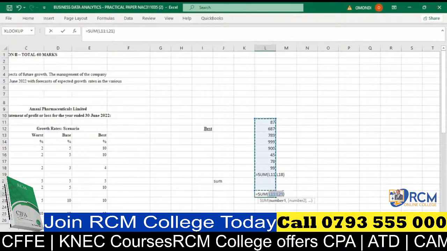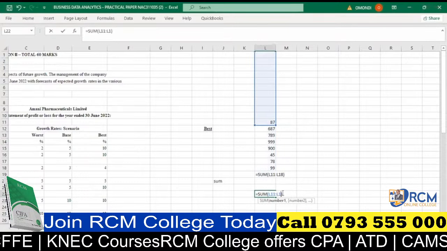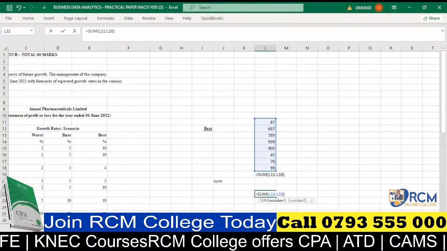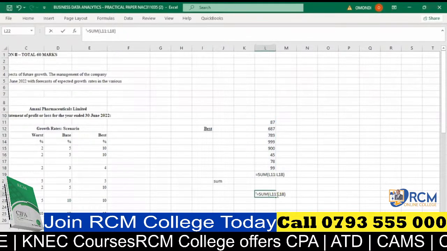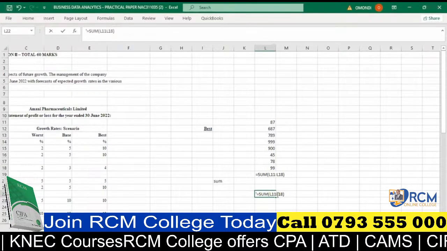That is L18. That is the range. And then now the examiner has done this. Instead of putting that, you are given this.